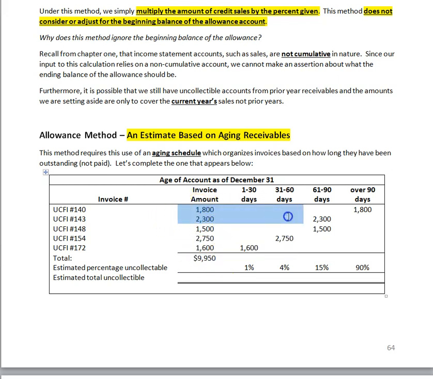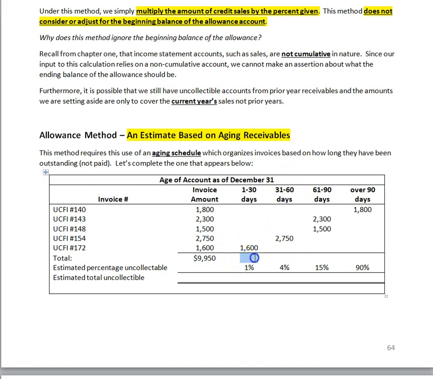And then they age the receivables. They look at the individual invoices and they figure out how old each individual one is. In this case, this one's over 90 days, so it's in this column. This one is between 61 and 90 days, so it's in this column. And they do that for each one. The 1500, the 2750 falls in that age category, and so on and so forth.